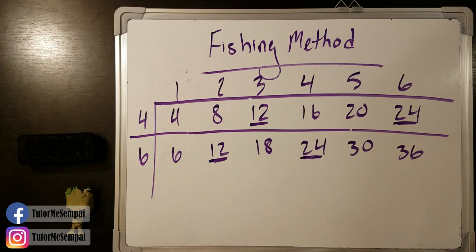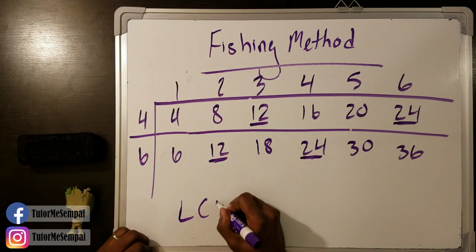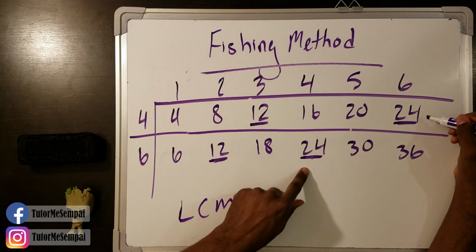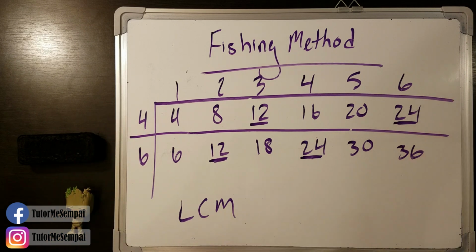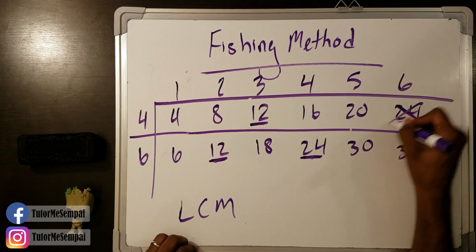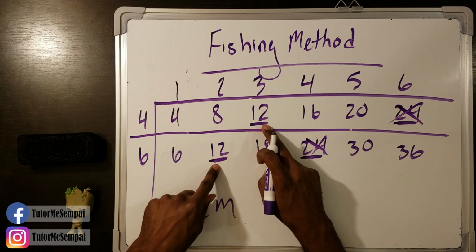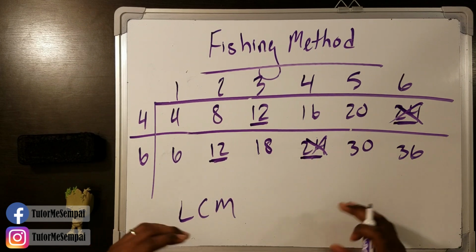So we want to find the least common multiple, right? The LCM. Is 24 the least common multiple? No. It's a multiple, right? And it's in common, but it's not the least common multiple because we see that we can go down to 12. So this is what I mean by the fishing method.